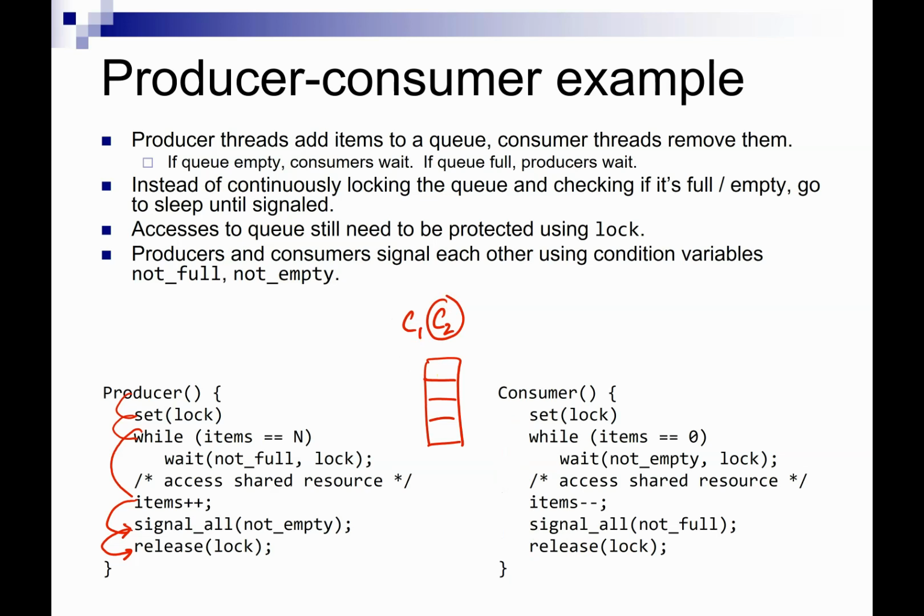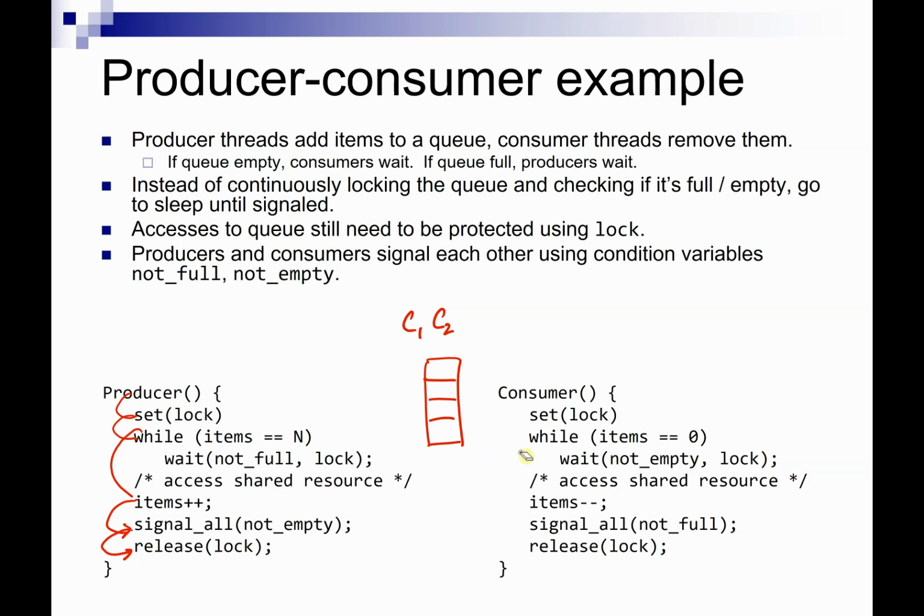But notice that C2 is still here in his code. So even though he got the lock, before he goes on, he needs to go back to the beginning of this while statement. He needs to check whether items equals 0 again. And in fact, right now items is equal to 0, because C1 took out the only item. Because it's 0, unfortunately C2 is going to have to go back to sleep. He's going to have to wait until the not empty signal happens again, and when he goes to sleep, he's going to give up his lock.